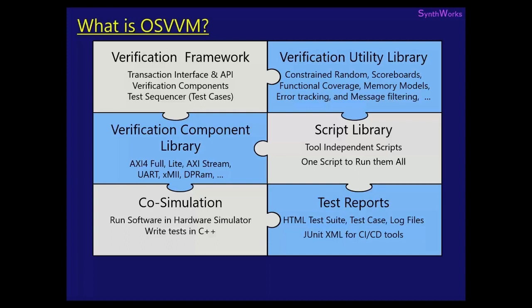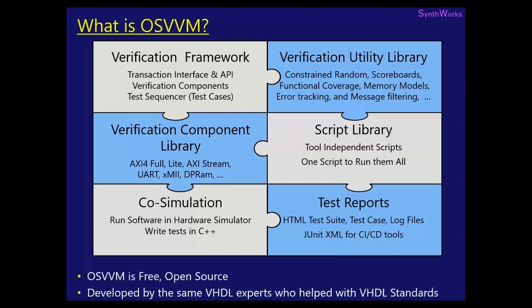And then we're a test report generator. And this is one of the big selling points too. We produce HTML-based test suite, test case, and log files, okay? And we'll take a look at those towards the end of the talk. We also generate the JUnit XML for the continuous integration, continuous delivery tools. OSVVM is free open source, and it's developed by the same VHDL experts who have been helping for years with the VHDL standards.